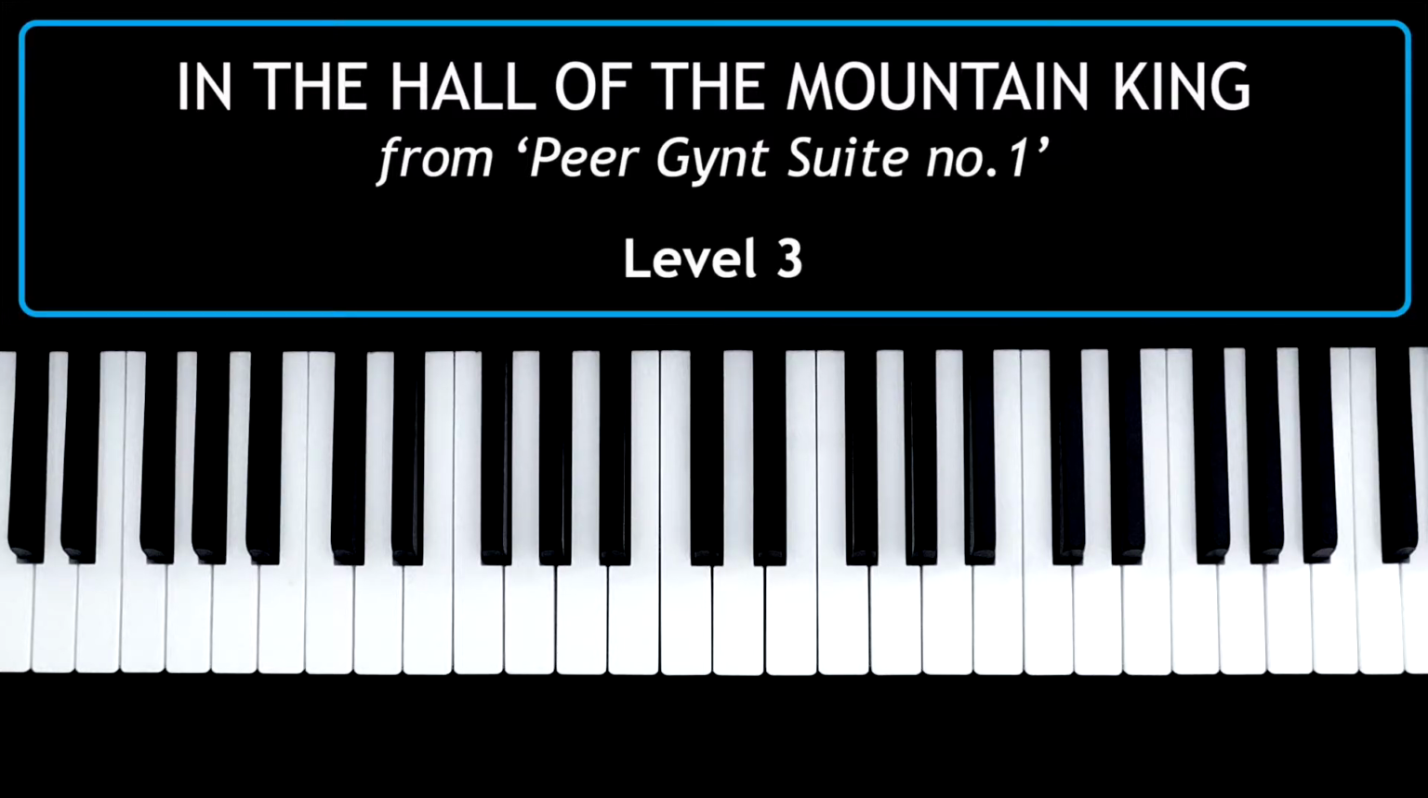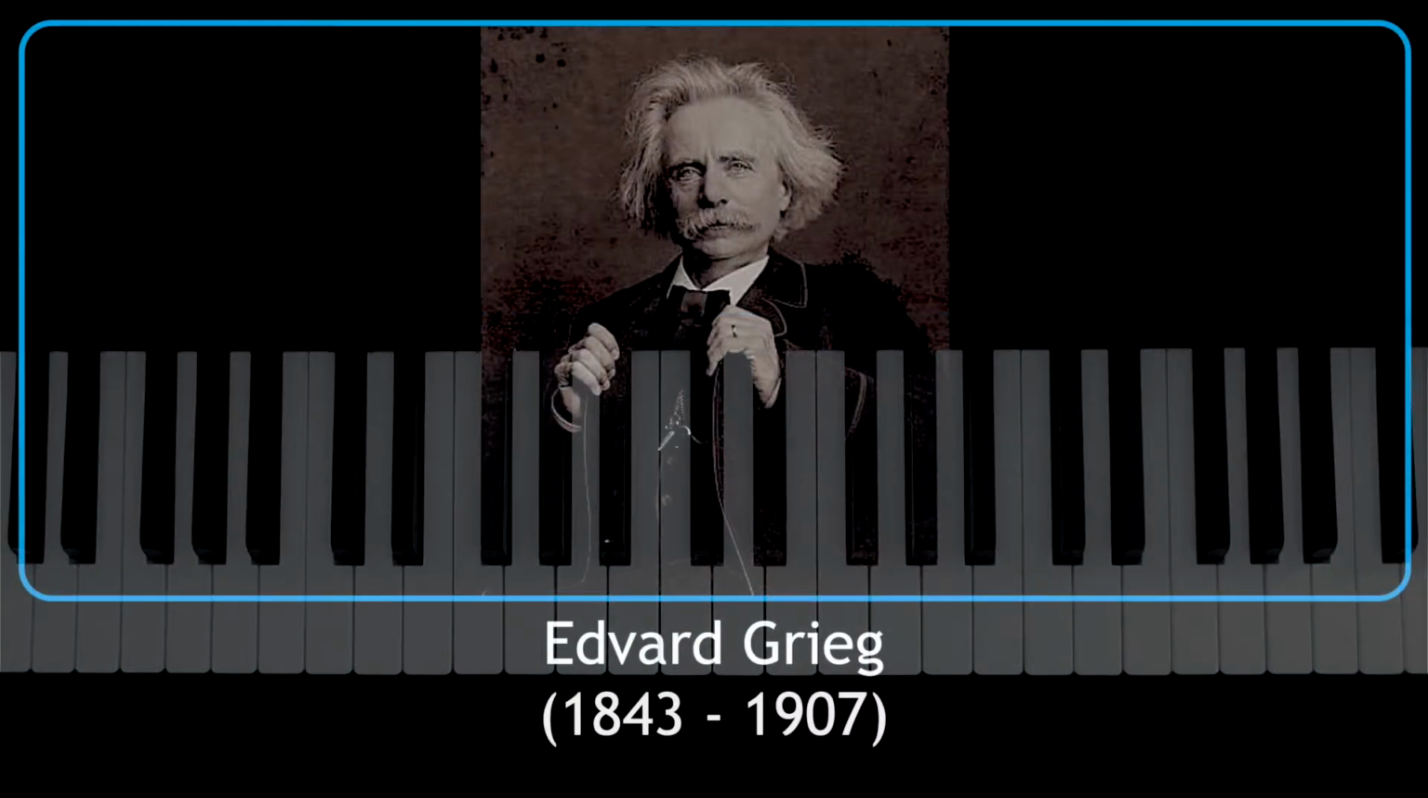Today, we're going to be playing In the Hall of the Mountain King by Grieg. This piece was originally written as incidental or background music to Ibsen's play Peer Gynt. Based on a Norwegian folktale, Peer Gynt tells the story of the hero's downfall and then his subsequent redemption.